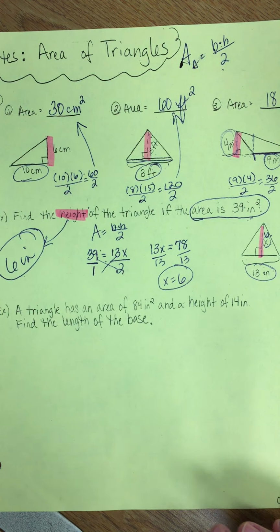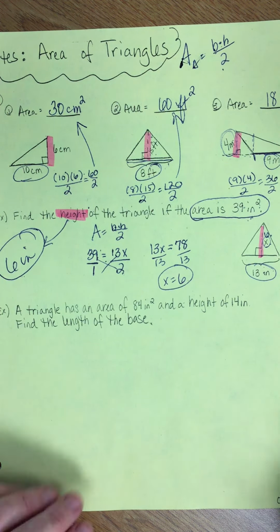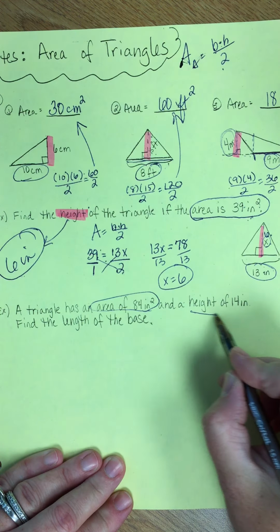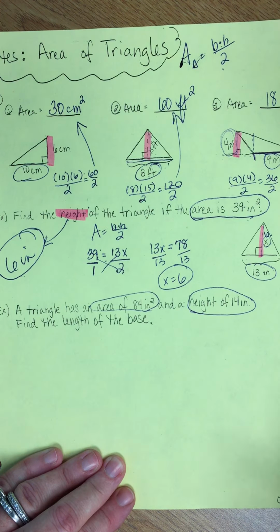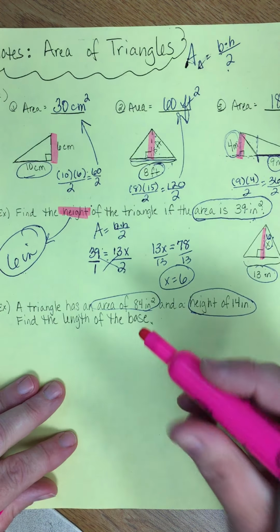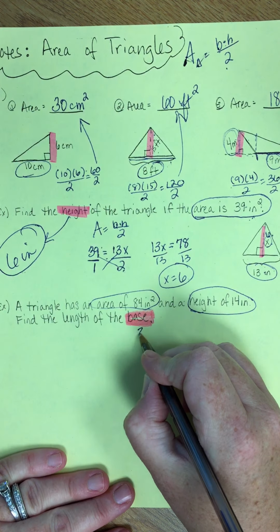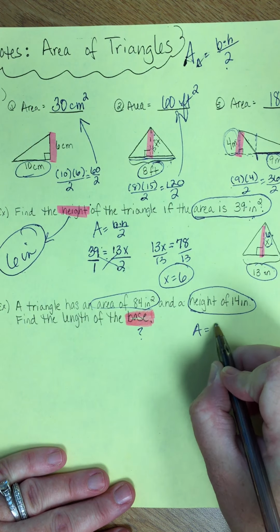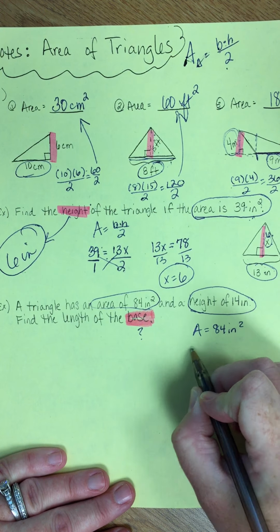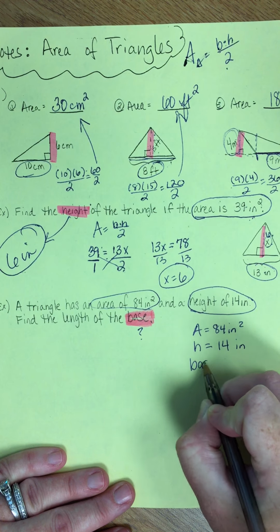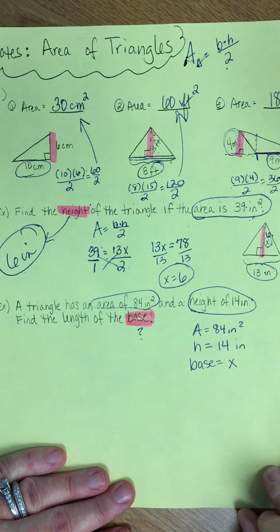A triangle has an area of 84 inches squared. That's important. And a height of 14 inches. What are we looking for? We're looking for the base. That's what's unknown. So our area is 84 inches squared. Our height is 14 inches. And our base is our unknown x.